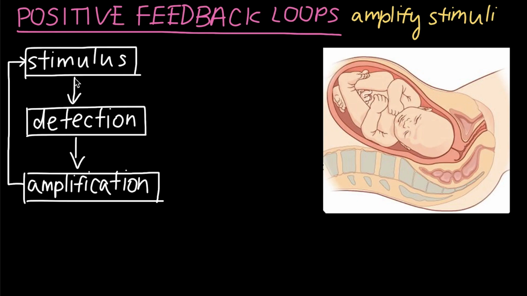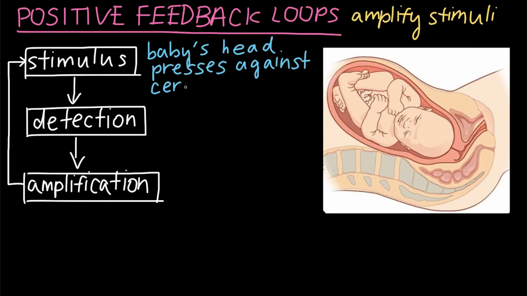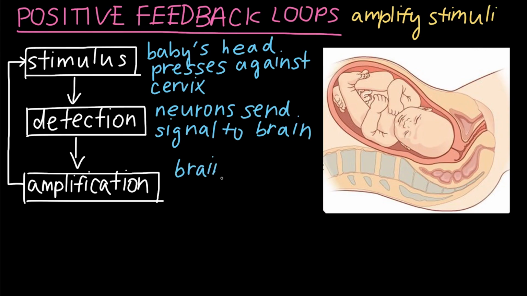So in humans, for instance, a positive feedback loop is used for childbirth. As you can see from this diagram, the stimulus in childbirth comes from the baby's head, which presses against the cervix here. And this stimulates neurons in the cervix, which send a signal for the brain to release a special kind of hormone called oxytocin.